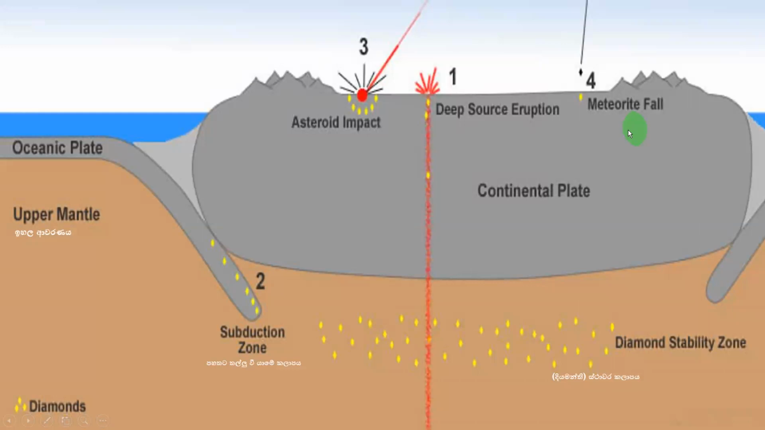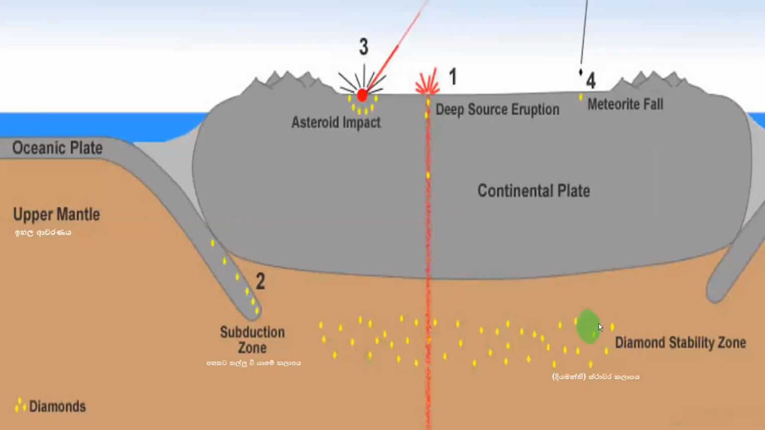Now look at how diamonds are created in this earth. There are 4 ways. First one, deep source eruption. Look at this. Deep source eruption. Volcanoes start erupting. Then it creates diamonds.